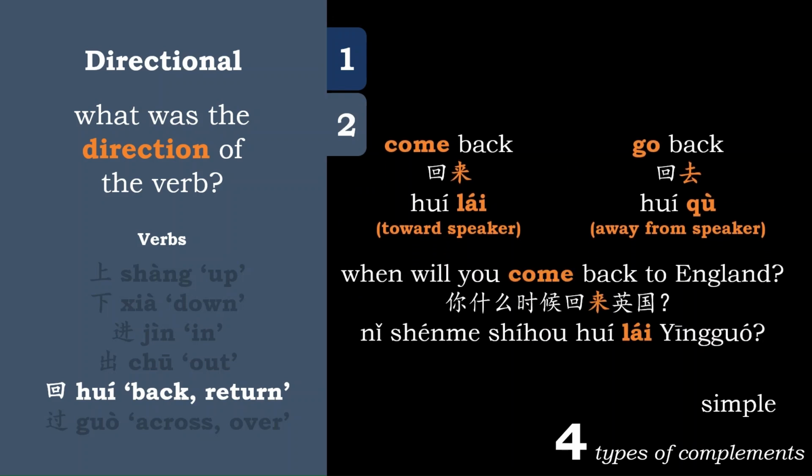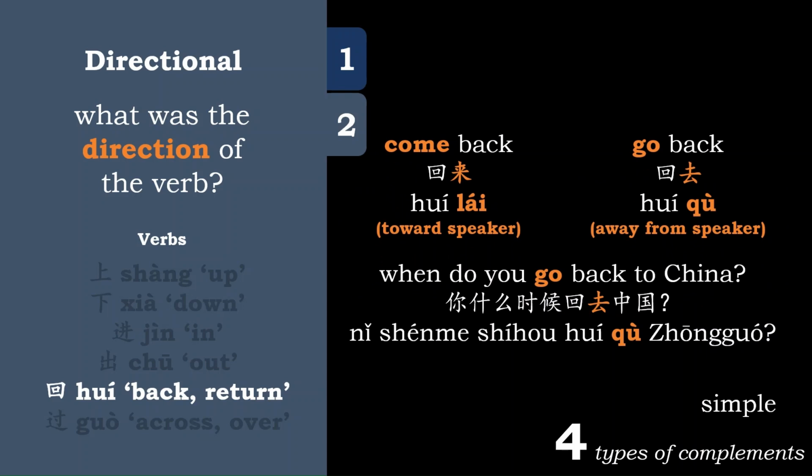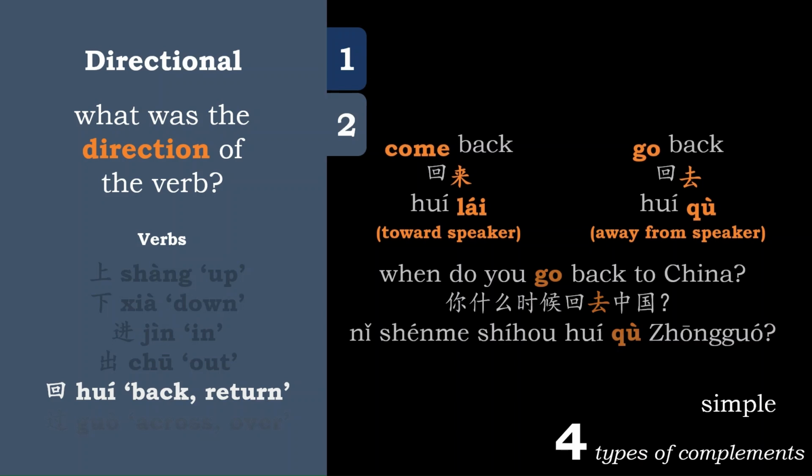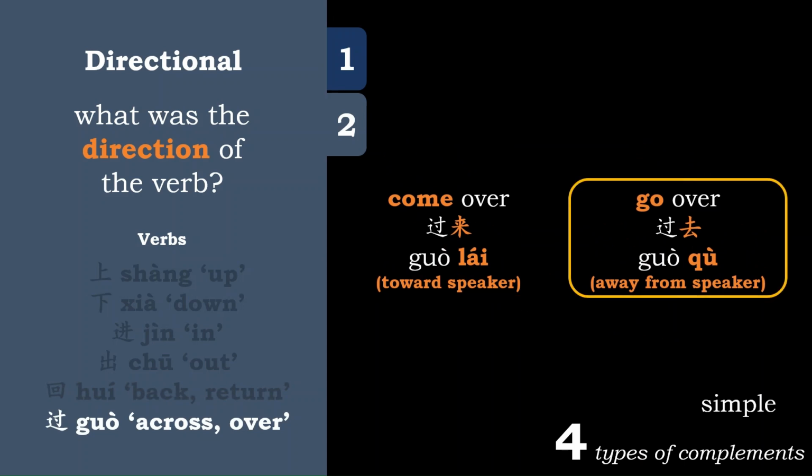When will you come back to England? 你什么时候回来英国? When do you go back to China? 你什么时候回去中国? Come over, 过来, toward the speaker. Go over, 过去, away from the speaker.